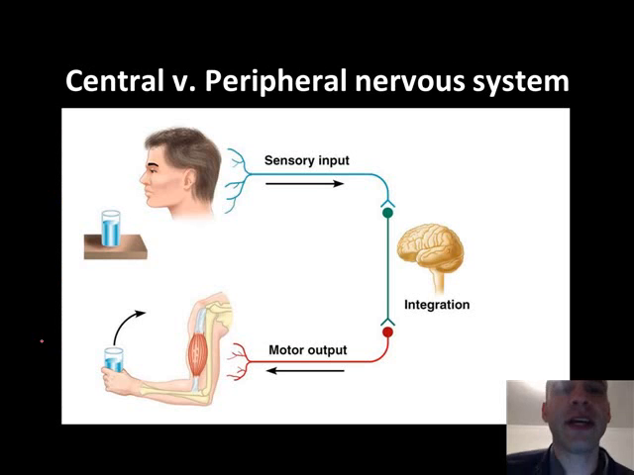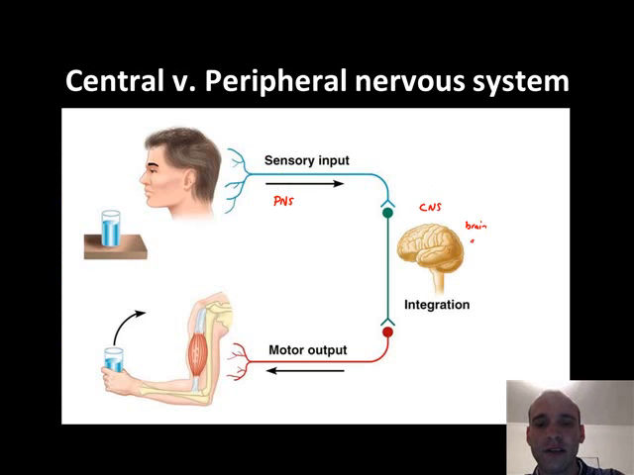So starting at the very beginning, we have what's called the central nervous system and the peripheral nervous system. When we're thinking about the central nervous system, we're really talking about the brain and the spinal cord in humans. This is really involved in the integration of sensory input. You have the sensory input and then you have the motor output, and both of these are happening through the peripheral nervous system.